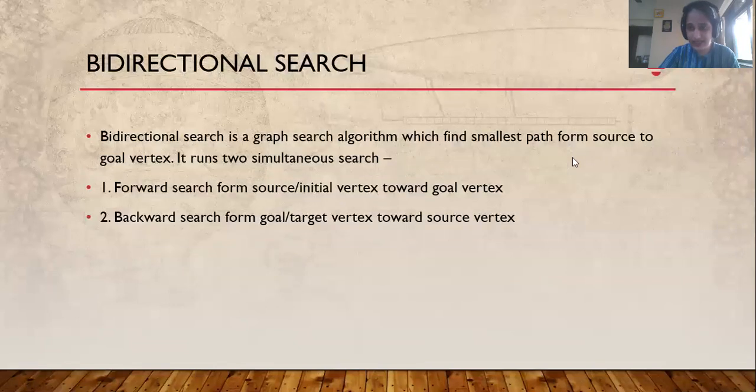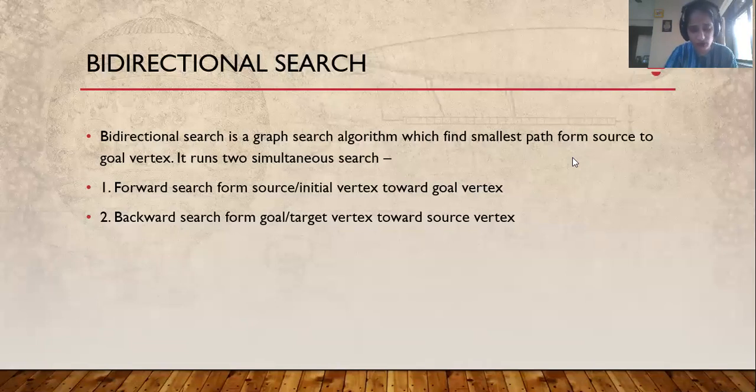So what we see is that bidirectional search is a graph search algorithm which finds the smallest path from the source to the goal vertex. The basic purpose of bidirectional search is to find the smallest path, but to do so, it basically performs two searches at a time. I told you that it is different.